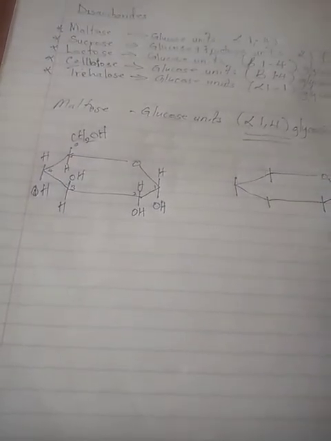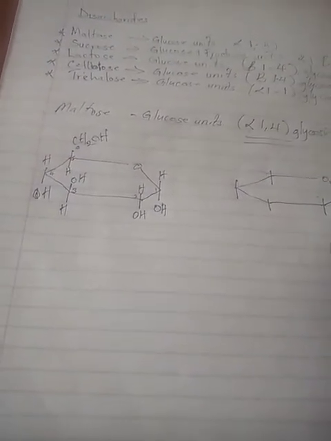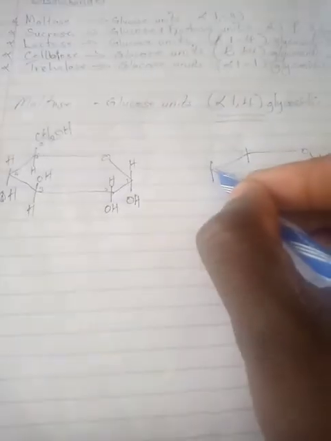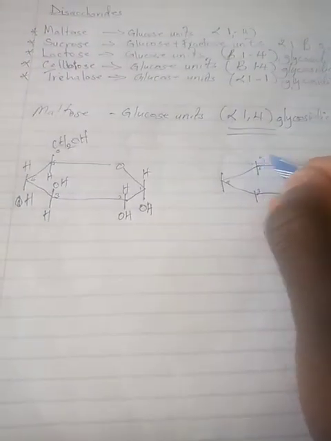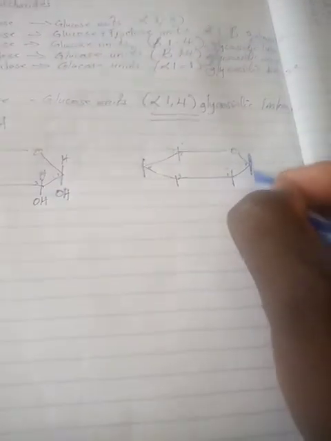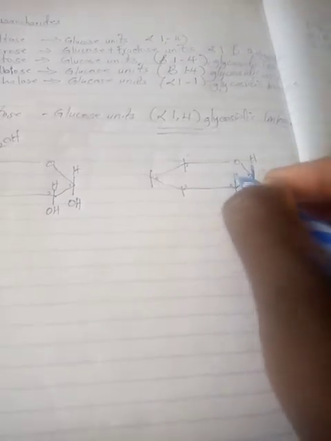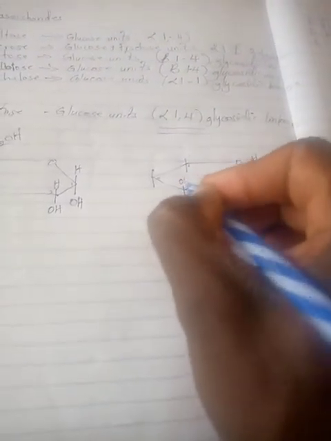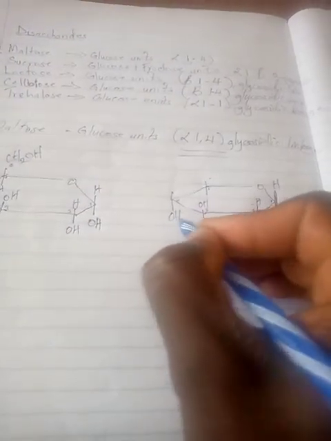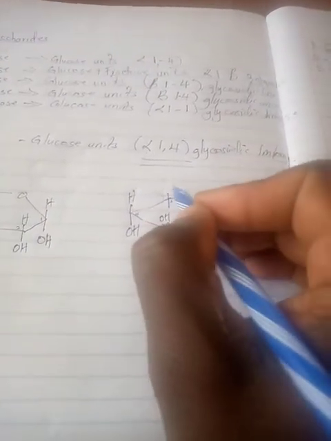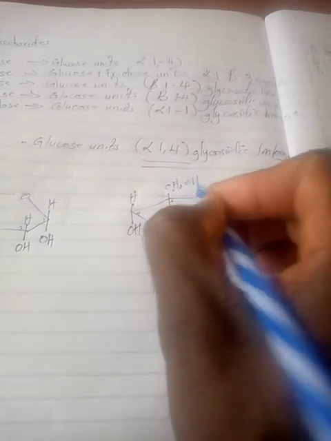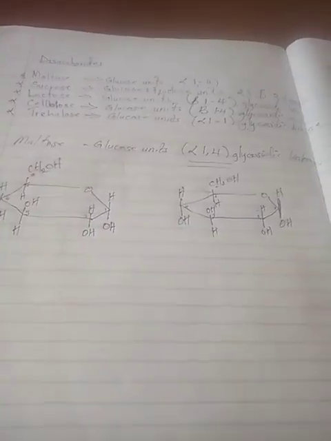Then on the other glucose, this is the first carbon, the second carbon, third carbon, fourth carbon, fifth carbon, and sixth carbon. Remember we are studying an alpha, so it is OH here, H, OH, H, H, OH, OH, H, CH2OH, H.